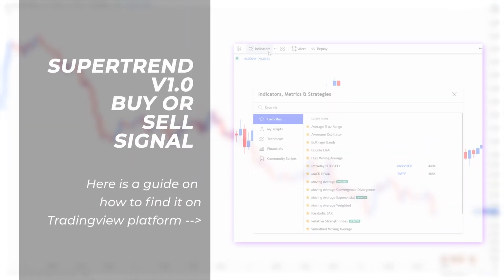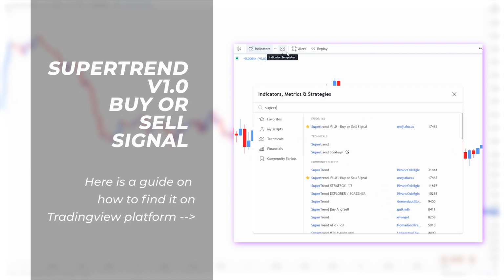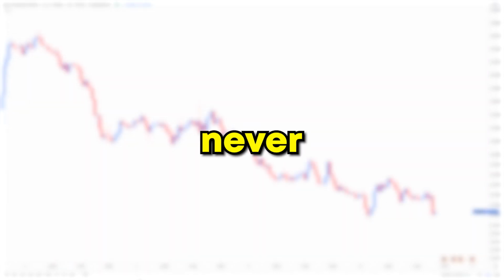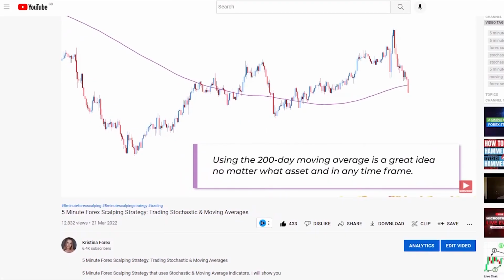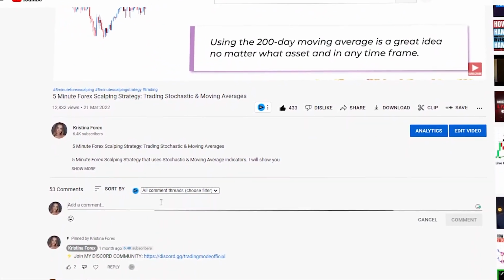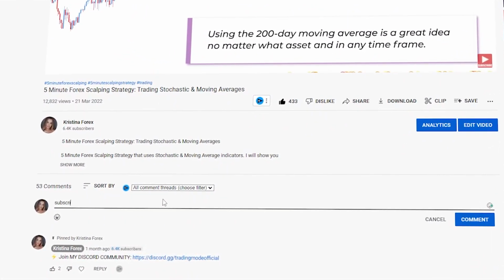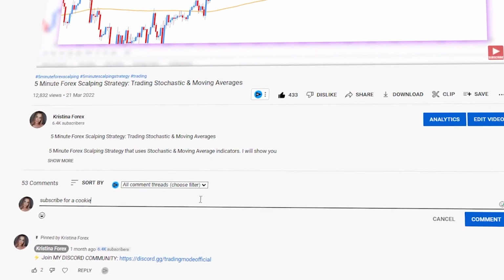So the indicator we will be working with is called Supertrend 1.0 buy or sell signals, and you can easily find it on the TradingView platform. I have never heard of this indicator, nor have used it in my trading journey, so if by any chance you have been using it for a while, feel free to share your opinion in the comment section down below and how it's working out for you.